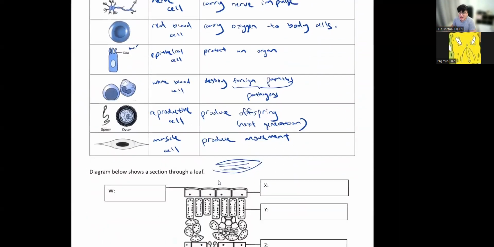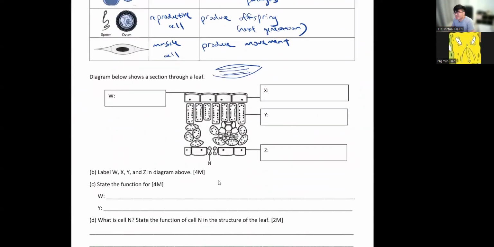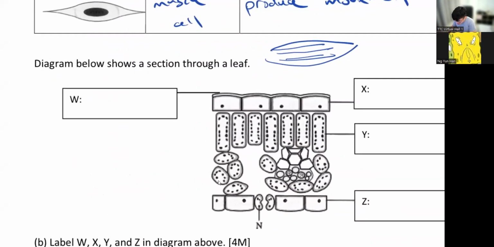Humans, they're very easy to study. Plants, on the other hand, should be simpler. But the thing is, they're very boring, so nobody cares about them. At least I don't. Okay, but we still have to know. So what is W here?